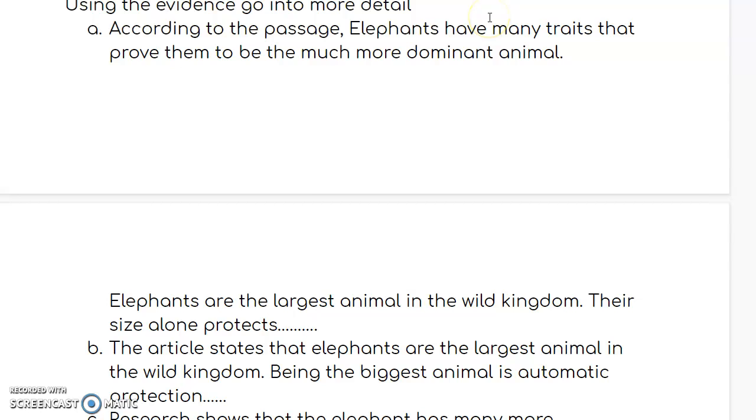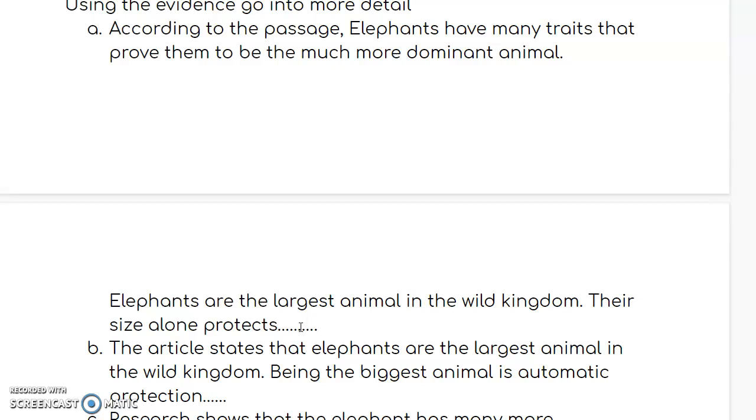According to the passage, elephants have many traits that prove them to be a much more dominant animal. Elephants are the largest animal in the wild kingdom. Their size alone protects them. Now, you could have picked anything about elephants that you wanted to, but you chose to talk about their size. It's easy to talk about. They're huge. Stick with something that you can talk about.